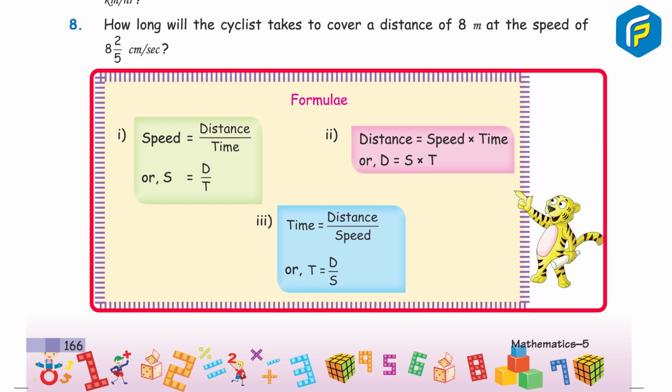Formulae. 1. Speed is equal to distance upon time, or S is equal to D upon T. 2. Distance is equal to speed into time, or D is equal to S into T. 3. Time is equal to distance upon speed, or T is equal to D upon S.